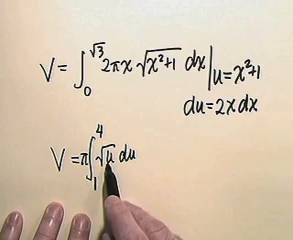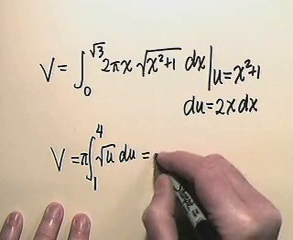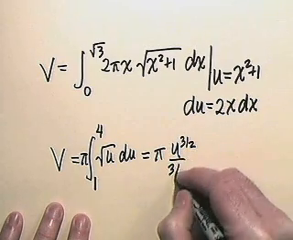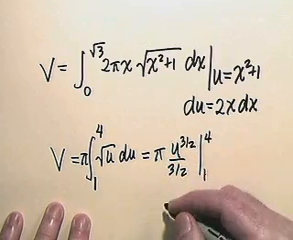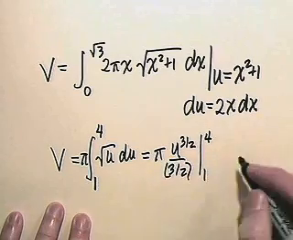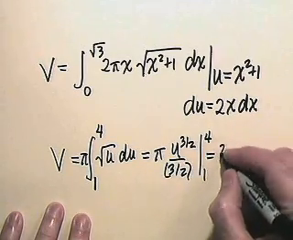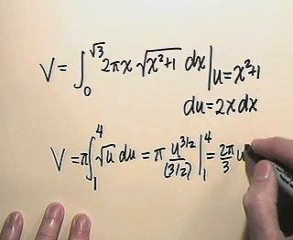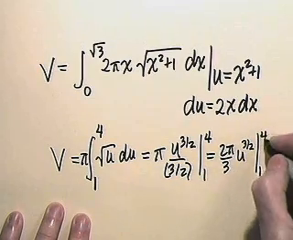Well, that's anti-differentiating u to the 1/2 power. That leads to u to the 3/2. So we have u to the 3/2 divided by 3/2 to be evaluated from 1 to 4. Of course, a 3/2 down in the denominator is the same as a 2/3, and so we have 2 pi divided by 3 u to the 3/2 to be evaluated from 1 to 4.